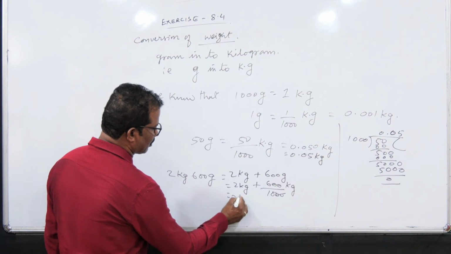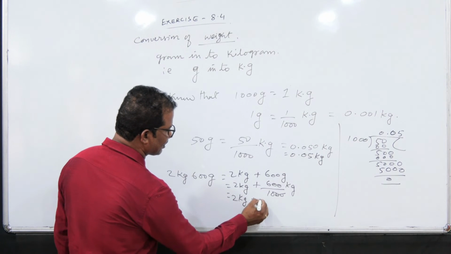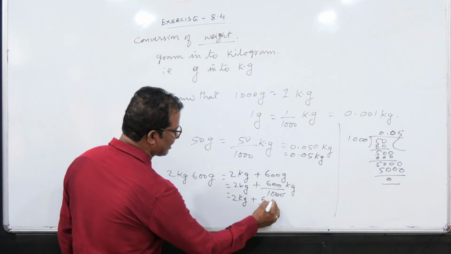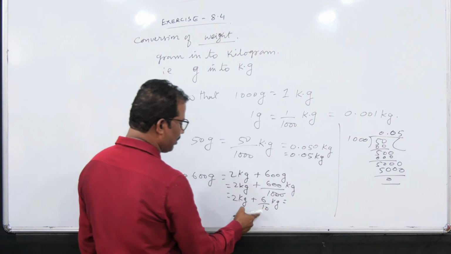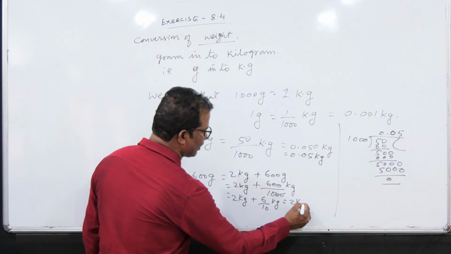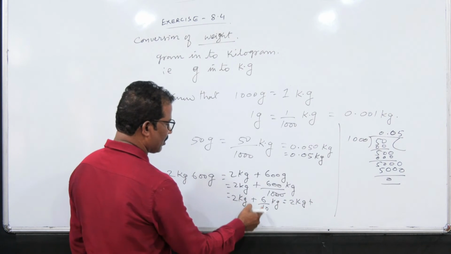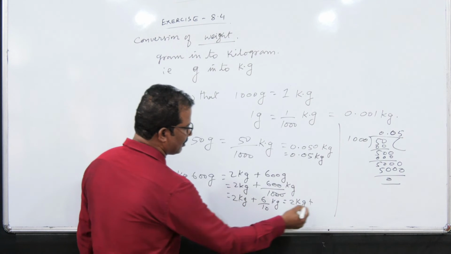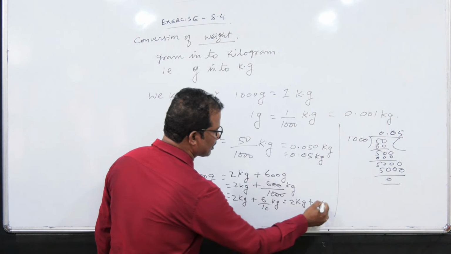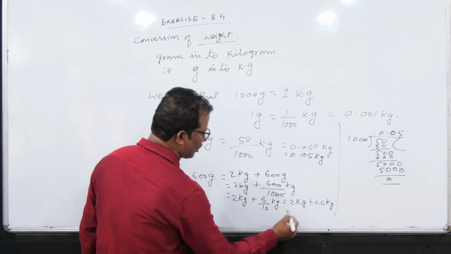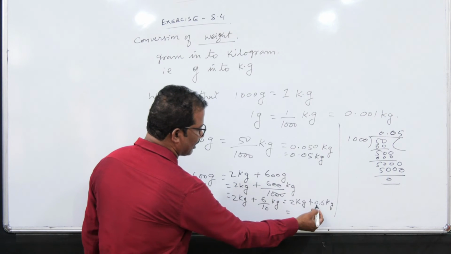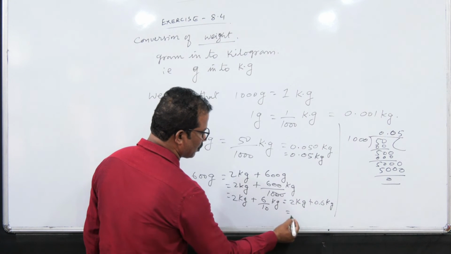So how much do we get? 2 kg plus 6 by 10 kg. Now this will be equal to what? 2 kg plus, if you divide 6 by 10, we will get 0.6 kg only. Adding together, how much will we get? 2 and 0 are the whole parts. 2 plus 0 is 2.